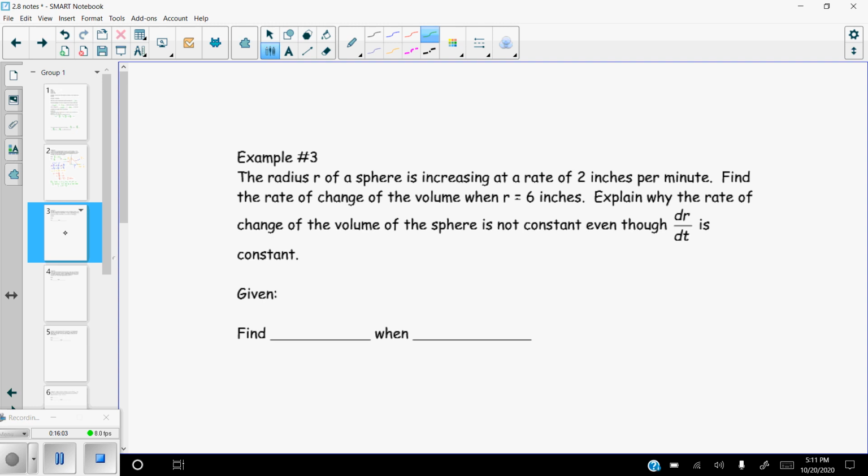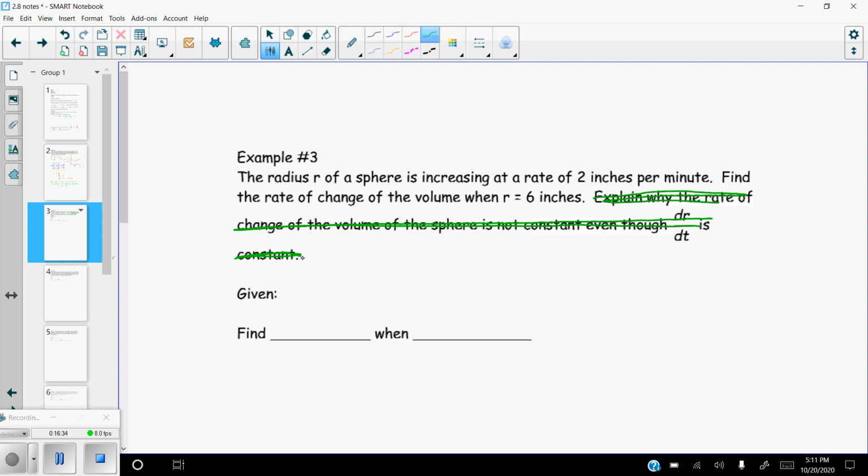So it says, the radius r of a sphere is increasing at a rate of 2 inches per minute. Find the rate of change of the volume when the radius is 6 inches. And then it says, explain all this other stuff. We are not going to do that. Not that it's not useful. I'm just not going to cover it right now. So we're just going to focus on the top part. The radius of a sphere is increasing at 2 inches per minute. Find the rate of change of the volume when r is 6 inches.